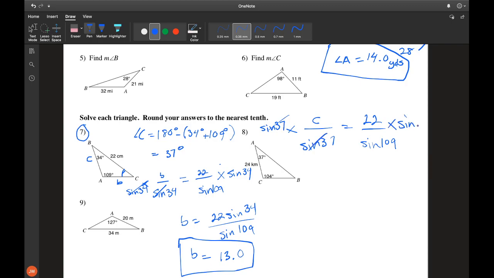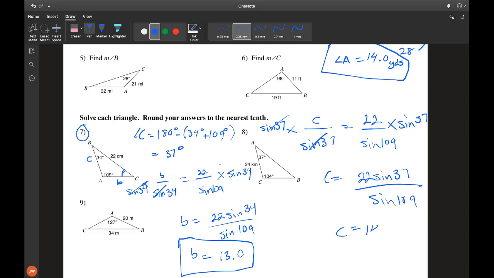I noticed that some people cross multiply in these problems. Don't need to do that. Sine 37. Sine 109. C is equal to this. So, what is C equal to? 22 sine 37 divided by sine 109. So, this is 14.0.